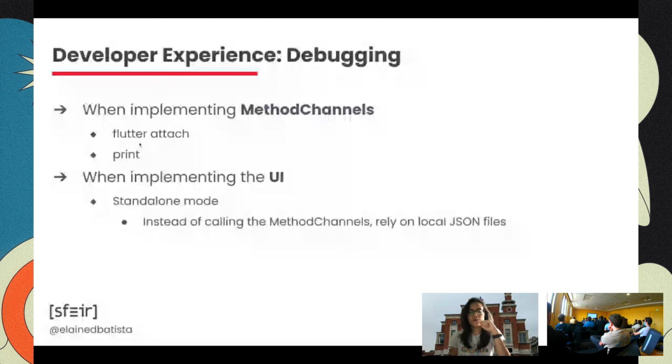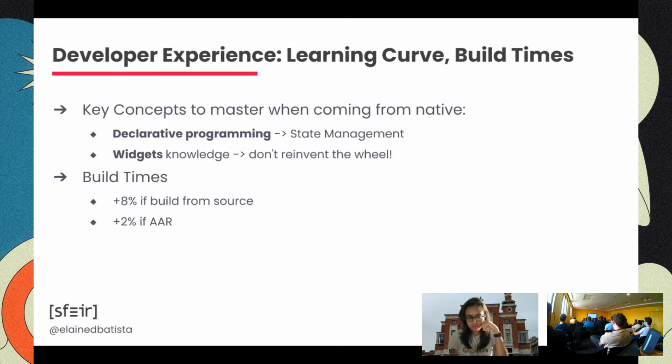And another great part of our development process is that we were implementing the UI. And when we were implementing the UI, we didn't need to run the whole project. We could run only the Flutter module as a Flutter project. But the downside for us is that the Flutter module is dumb. It doesn't have any data. So we worked on this, we call this standalone mode. Instead of calling the method channels that give the data to the module, we were relying on local JSON files, and it worked really well. And we could take advantage of hot reload for Flutter, which made the development process really, really quick.